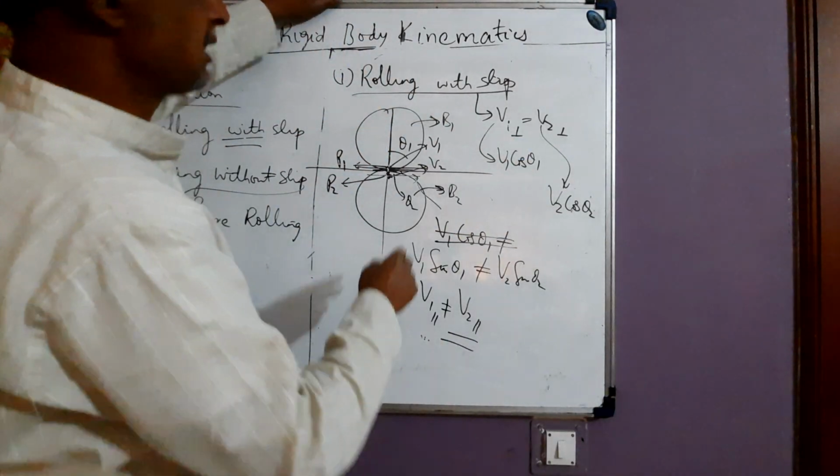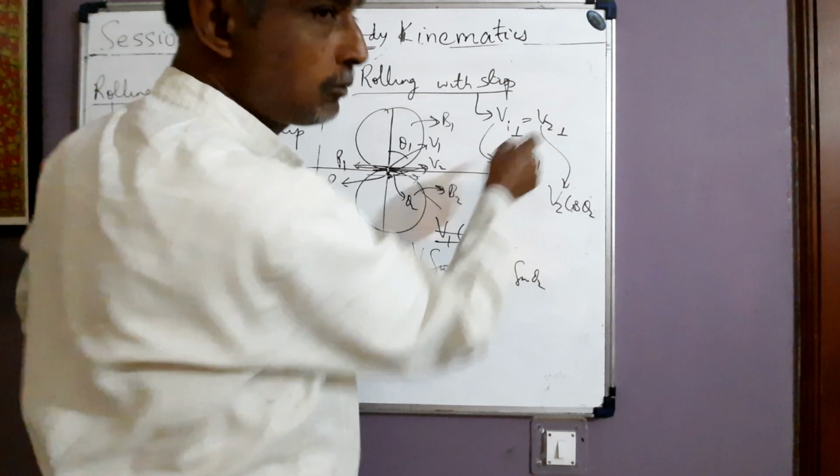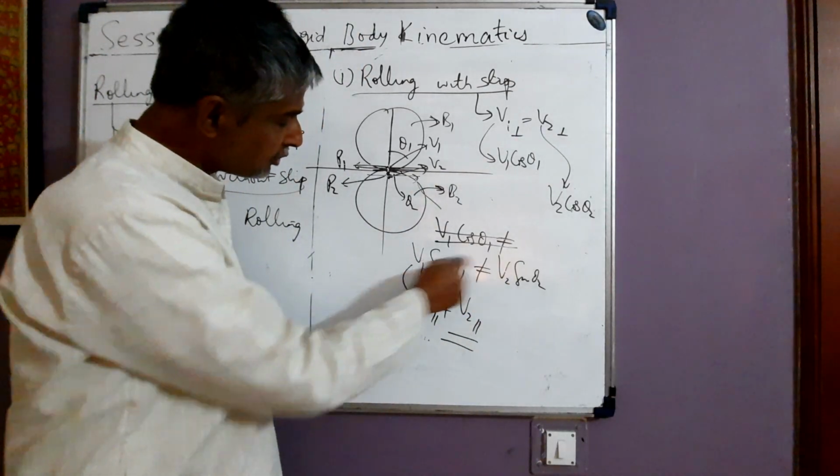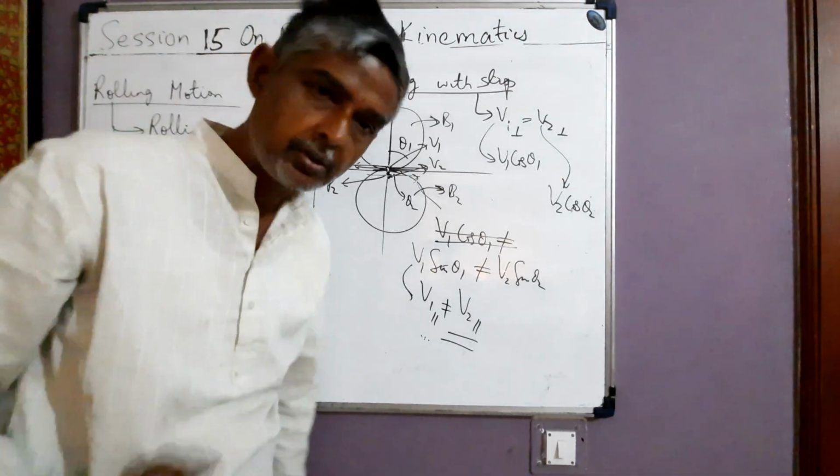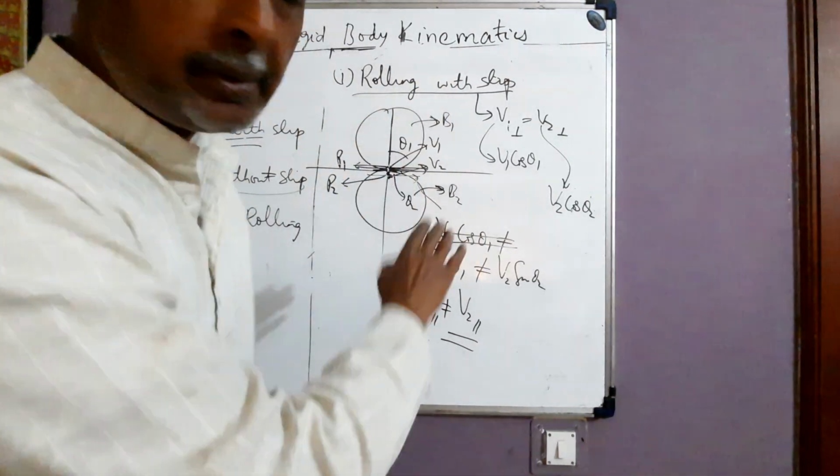So in rolling with slip, only along the common normal the velocities are equal. Along the common tangent plane, the velocities of the 2 points are not equal, for whichever instant we are considering. This is one case, rolling with slip, I told you.